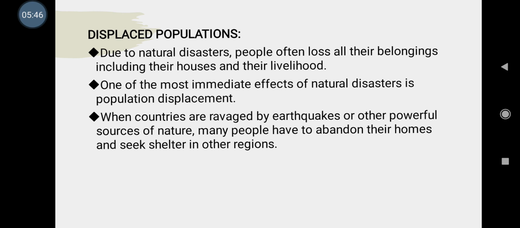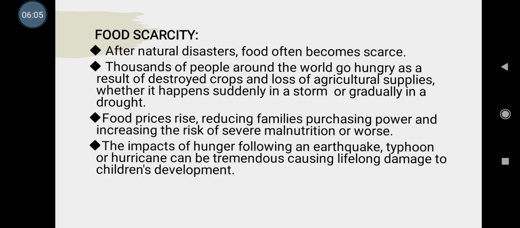Displaced population. One of the most immediate effects of natural disaster is population displacement. Due to natural disasters or any other disasters, people often lose their belongings, including houses and livelihood. As a result, they migrate to some other areas.